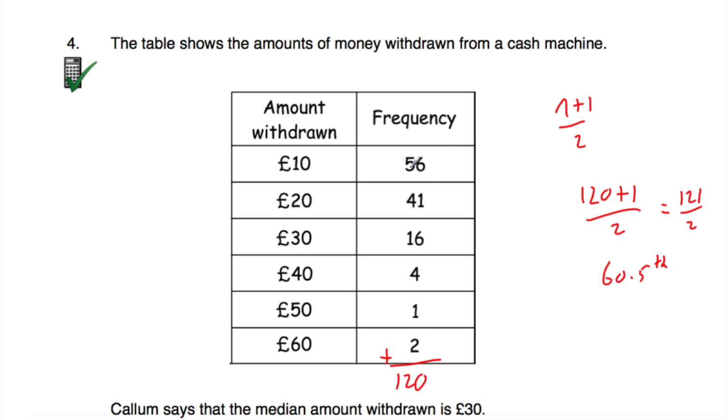Okay, so the first 56 withdrawals were £10. That's £10, £10, £10, £10, 56 times. We're looking for the 60.5 one, so it's not going to be in there. Now we've got another 41, so that's going to be 97. So that means the 60.5 value will be in here. So that means the median withdrawal amount is £20.